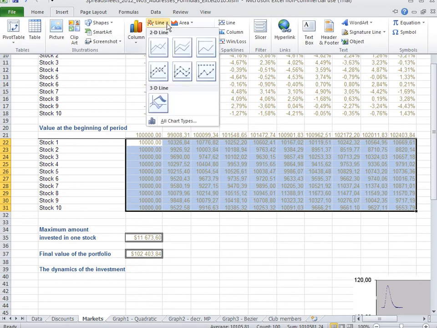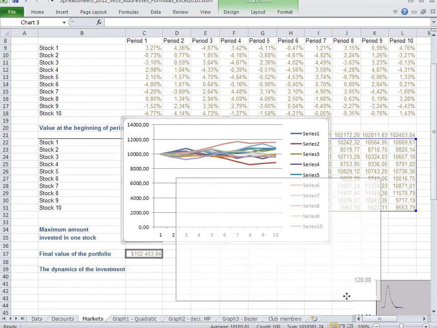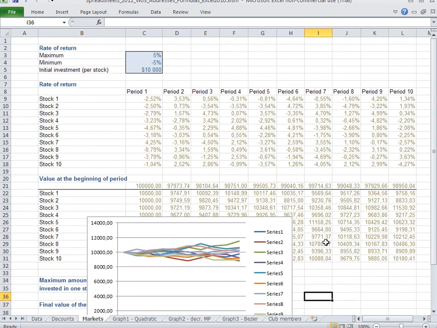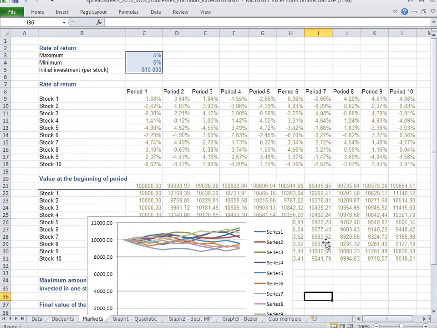We will do a line chart from the first column, because as you see, other line charts don't let the lines cross at all. So let's choose this one, and now we can see our stock market dynamics. We can press F9 to let it all recalculate, and as you see, all the stocks are now moving very differently every time it gets recalculated.